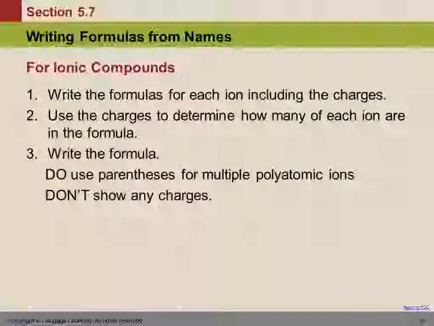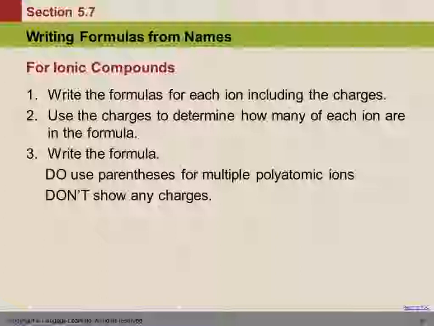Ionic compounds. Writing formulas. The first thing you have to do is write the formula for each ion, including the charges. And students tend to skip this part. They'll just start writing down the formula for the compound. Really, you need to write it down with the charge. The 2 individual ions, write down their charges. Then you look at the charges and you figure out how many of each that you need.